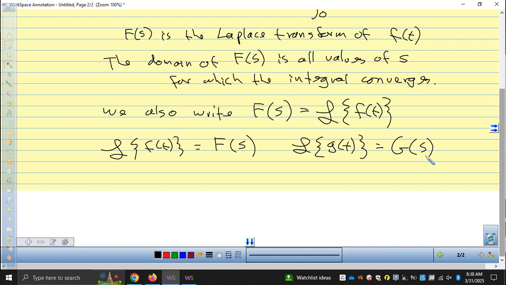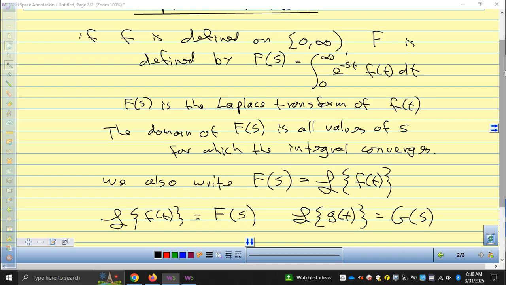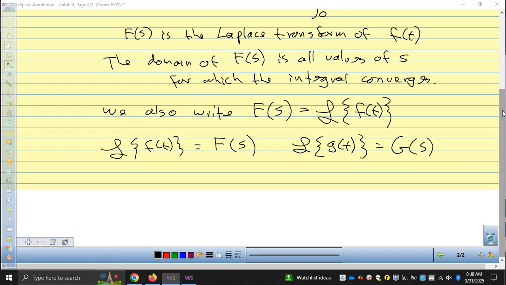In general, s can be complex in this integral. And we can think of the Laplace transform as a transform from the time domain, t, to the frequency domain, s. The benefit is that when we transform derivatives and integrals, we end up with multiplication and division instead of derivatives and integrals.